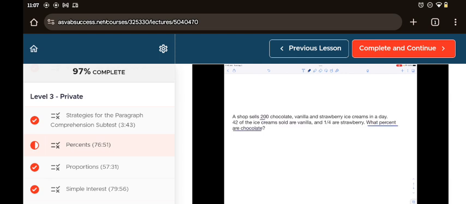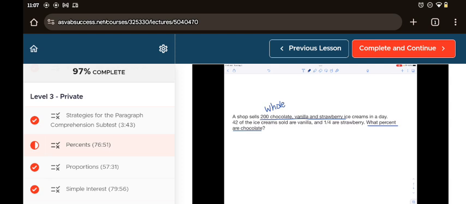All right, so here, it's asking for the percent of chocolate. So even though we have here 200 chocolate, vanilla, and strawberry, this is our whole. Because we're looking for the percent of chocolate, we have to find the part that is chocolate. So remember what I told you. We have to pay attention to the percent it's asking us for because the part needs to match it. If it's chocolate, then the part needs to be chocolate, okay? How do we find the part that's chocolate? It doesn't say that to us. It says 42 vanilla and 1/4 strawberry.